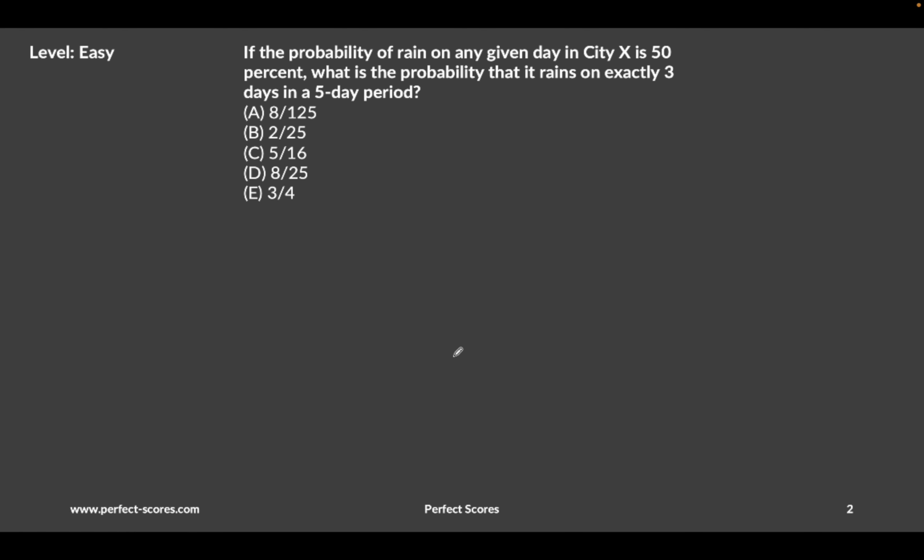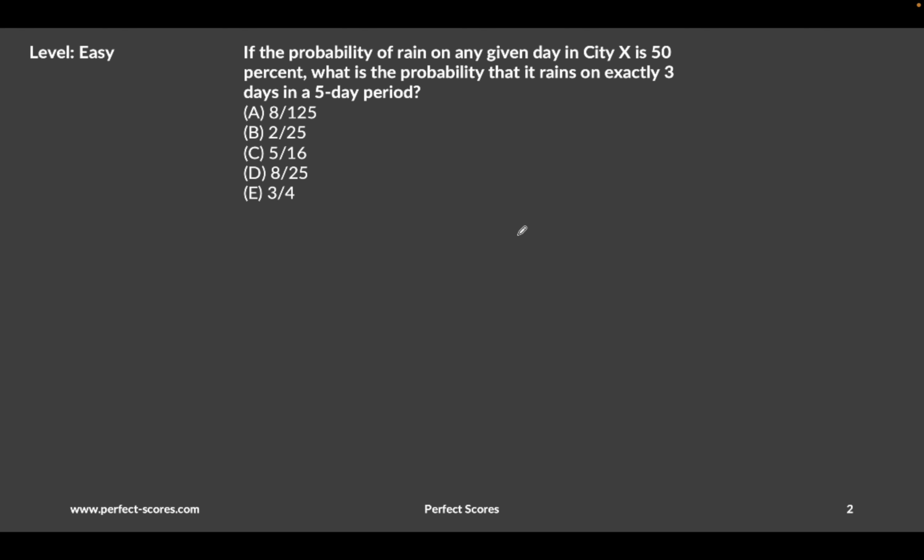So the question here is that if the probability of rain on any given day is half, by the way, that's something that I always do in probabilities, is that I don't deal with percentages. I think that confuses you. I deal with fractions here, but whatever you like doing it. So the probability of raining is 1/2, and what is the probability that it rains exactly 3 days in a 5-day period?